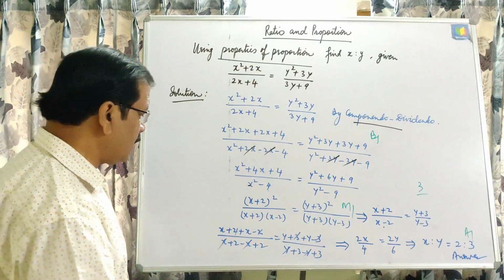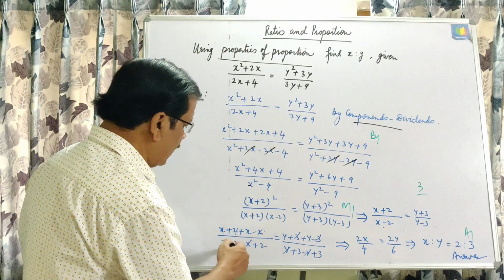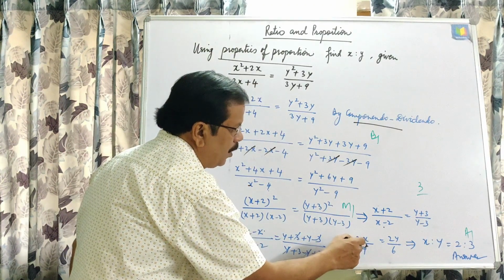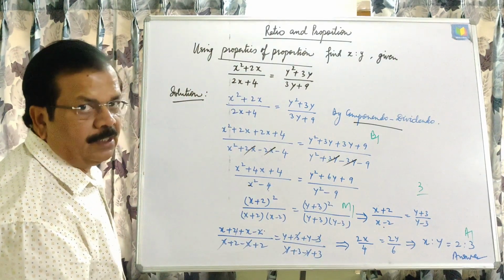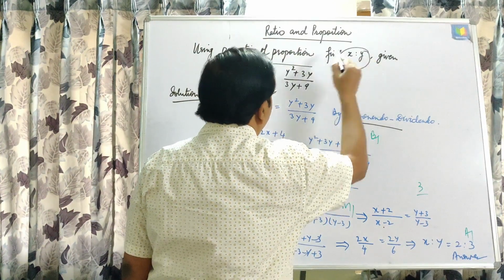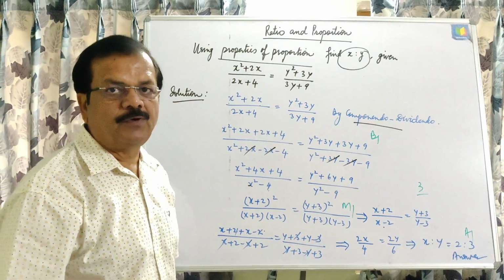Then again using componendo dividendo, this 2 will be cancelled, x will be cancelled, and you will get the value x upon y is equal to 2 upon 3. But in your question you are asked to find x is to y. This is important. First of all, you should read the questions carefully.